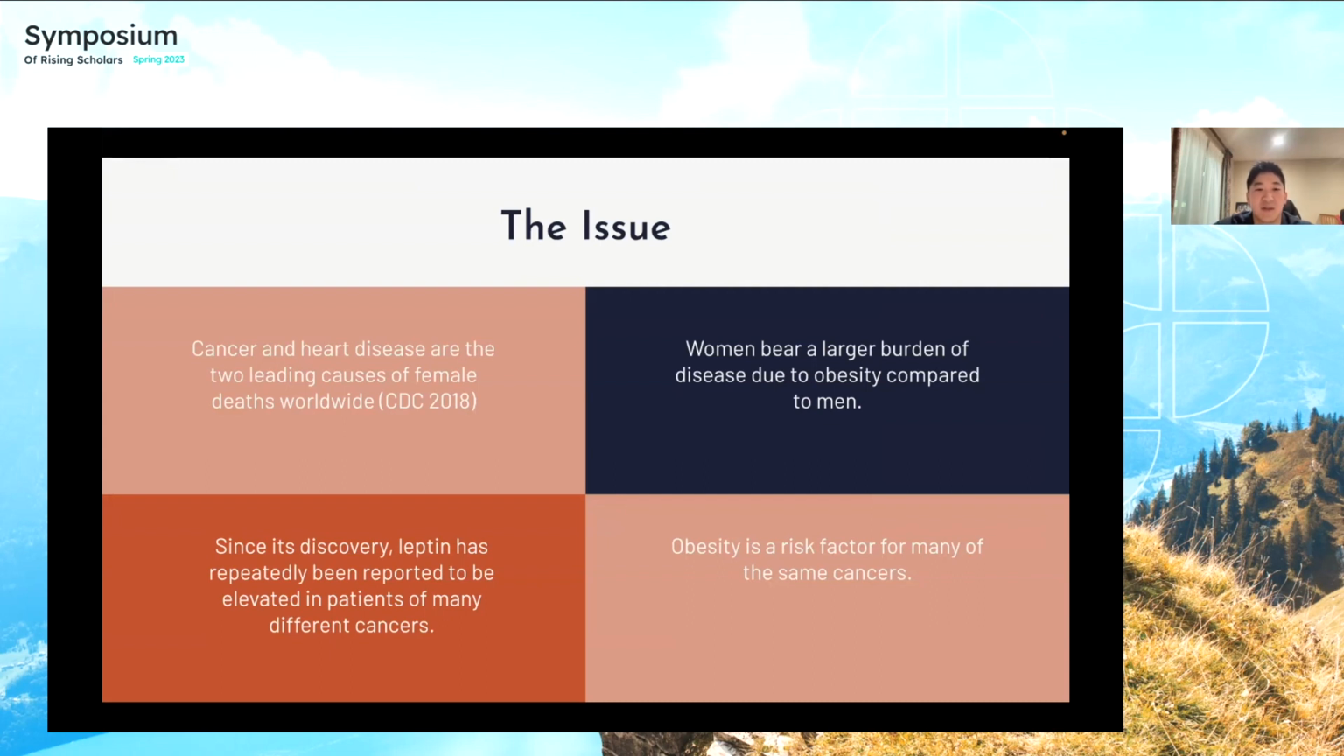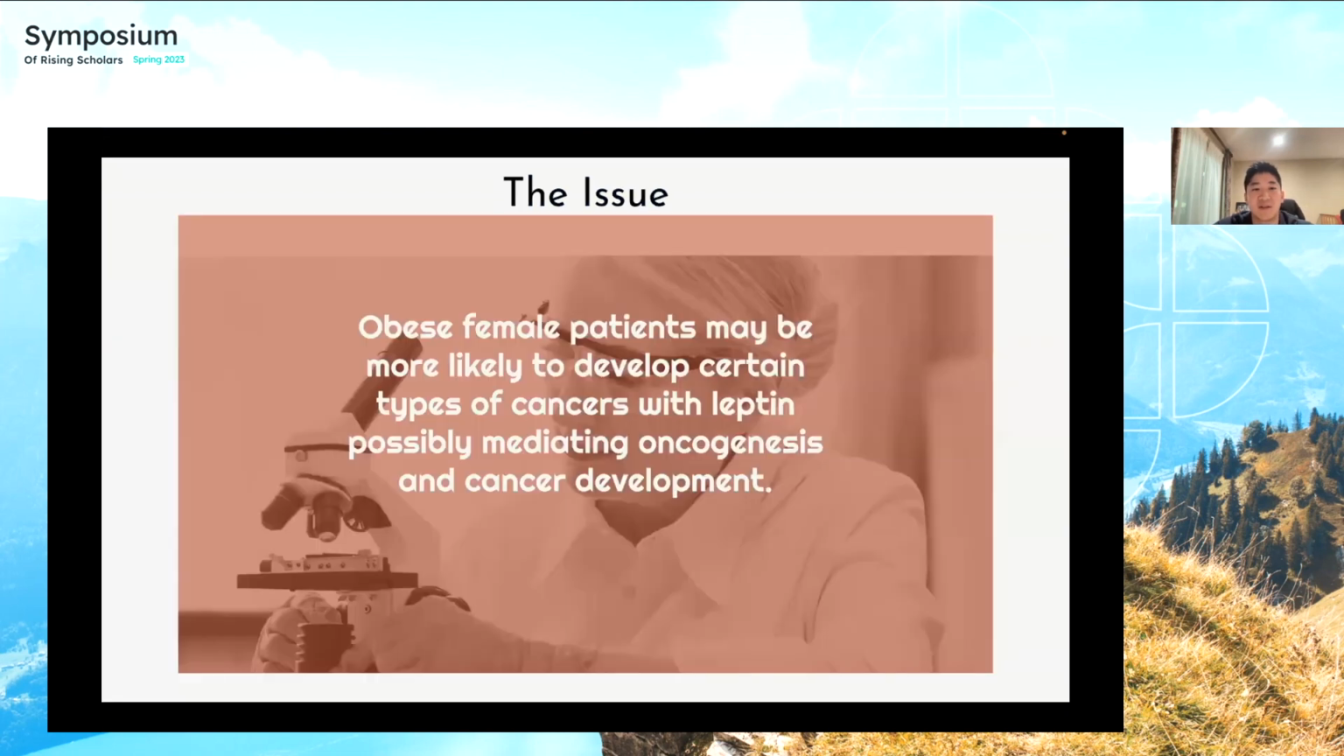Interestingly, obesity is also a risk factor for many of these same cancers, and it's generally accepted that obesity plays a role in exacerbating and contributing to cancer progression and development. And so with all these considerations, it can be hypothesized that obese female patients may be more likely to develop certain types of cancers, with leptin possibly mediating the oncogenesis and progression.